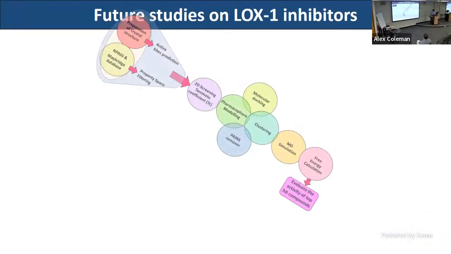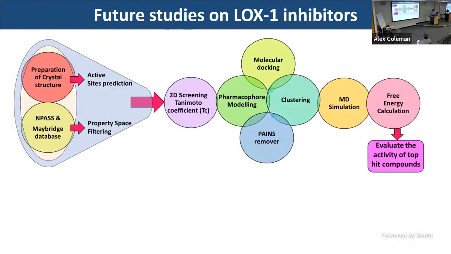So throughout this study, we used the MaBridge and NAPS databases, which contain 84,000 compounds, and we used these compounds for physicochemical property screening. Then we screened down to 52,000 compounds, which were used for 2D similarity screening. Through that 2D similarity, we screened down to 30,000 compounds, which were used for pharmacophore modeling. Then we got 1963 compounds, which were used for molecular docking.